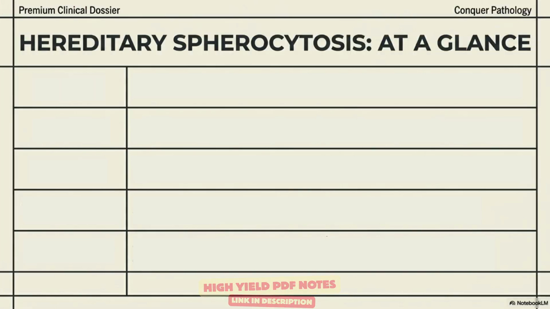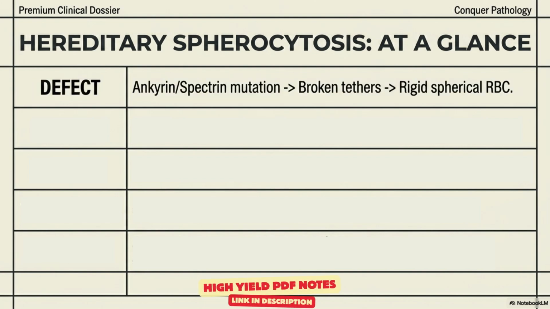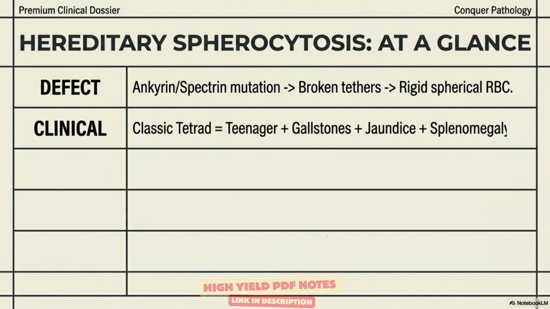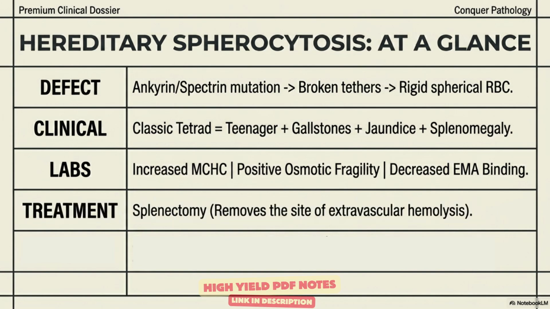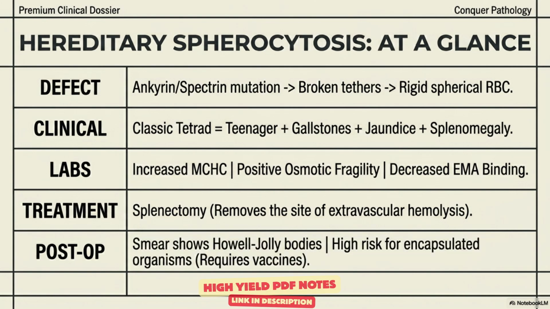Finally, let's look at hereditary spherocytosis at a glance. The defect is an ankyrin or spectrin mutation causing broken tethers and a rigid spherical RBC. Clinically, the classic tetrad is a teenager with gallstones, jaundice, and splenomegaly. For labs, look for increased MCHC, a positive osmotic fragility test, and decreased EMA binding. The treatment is a splenectomy, which removes the site of extravascular hemolysis, and post-operatively, the smear shows Howell-Jolly bodies, and there is a high risk for encapsulated organisms requiring vaccines.